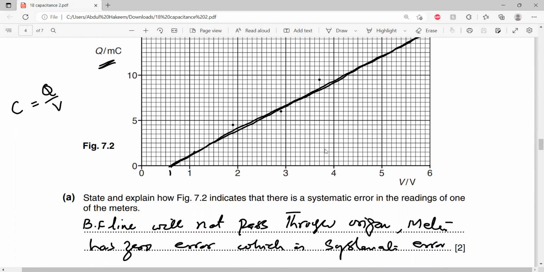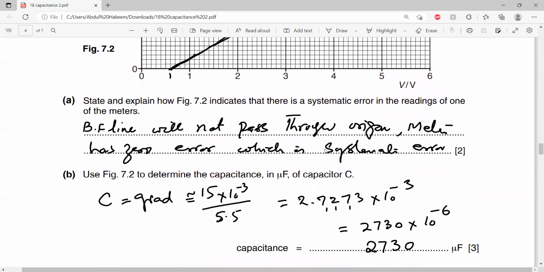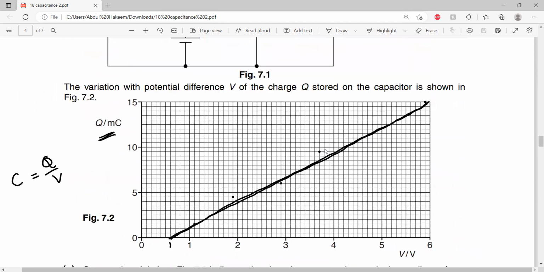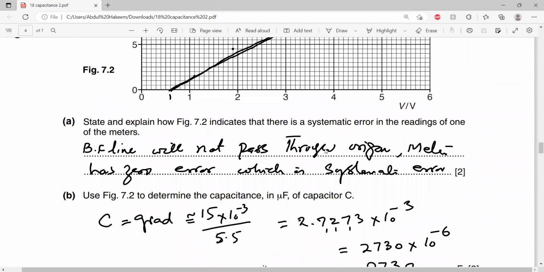The line is not passing through the origin, because Q and V are directly proportional, and a directly proportional line is straight and passes through the origin. So this is the systematic error. Now determine the capacitance in microfarad of the capacitor C. For this graph, the gradient of the graph is the capacitance. So take any 2 points and calculate the gradient.